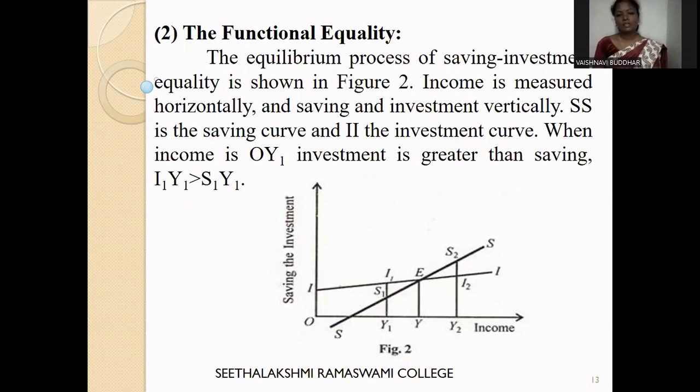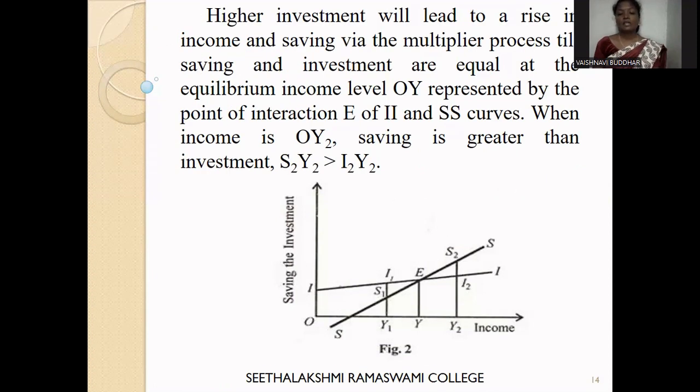Income is measured horizontally, and saving and investment vertically. SS is the saving curve and II is the investment curve. When income is OY1, investment is greater than saving. You can see the difference at that level of income: at OY1, the saving curve falls under the investment curve. So that is OY1 completed, then OY2. Next, assume OY2 is the level of income.